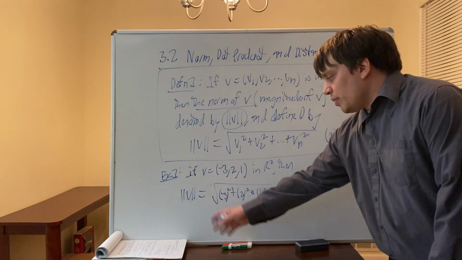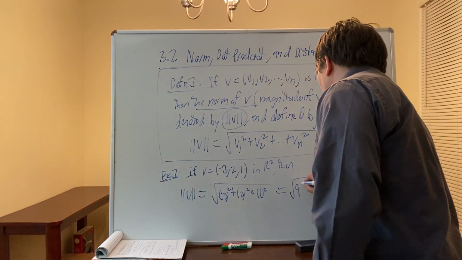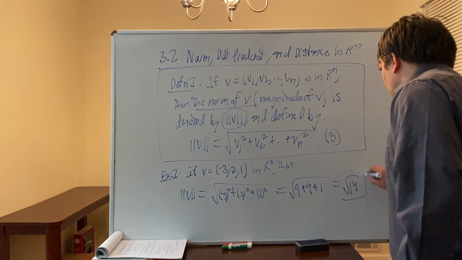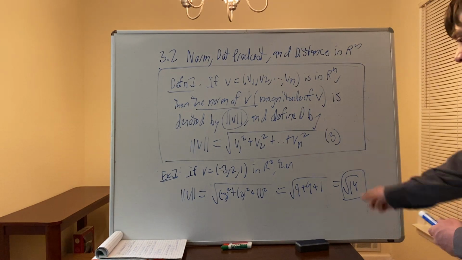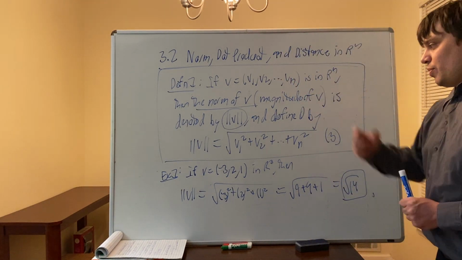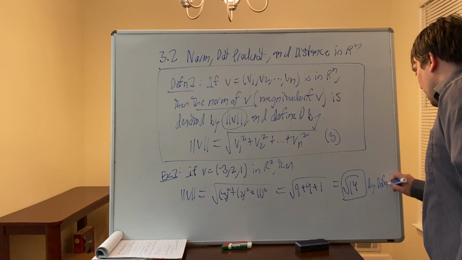So if you take the norm of v, which is the square root of the sum of the squares of its components, we get the square root of 9 plus 4 plus 1, and this is the square root of 14. So the norm of v, or its magnitude, is the square root of 14, by definition 1.